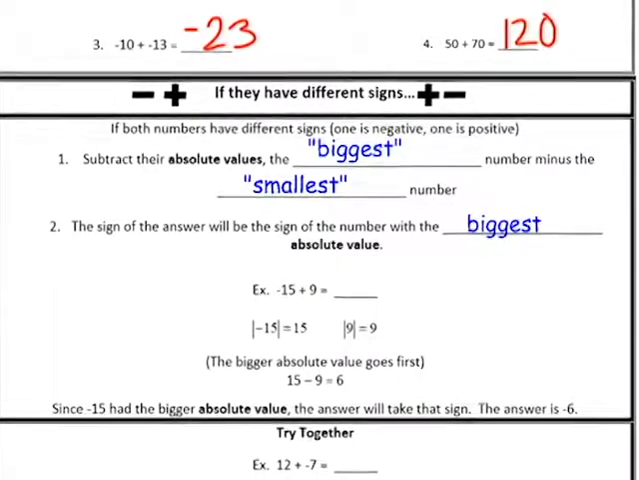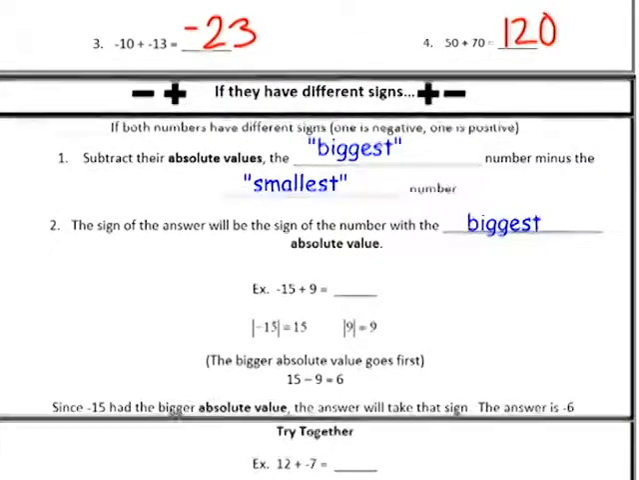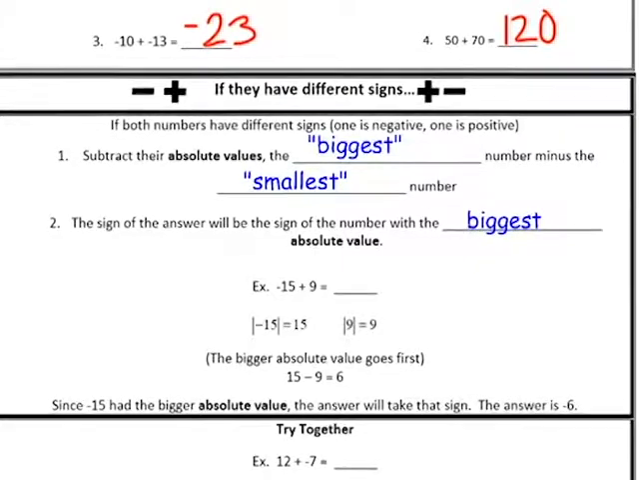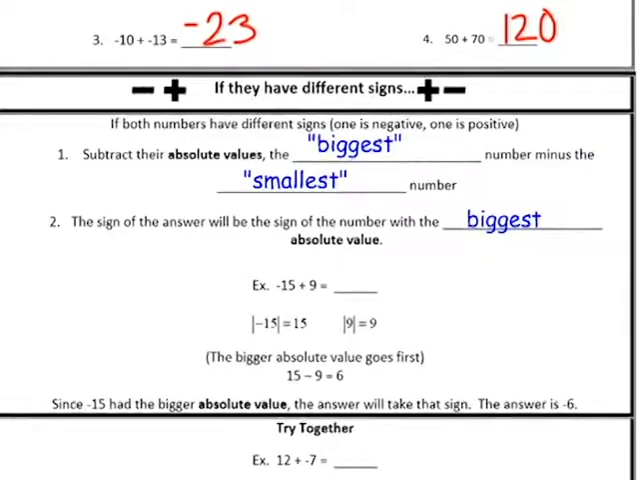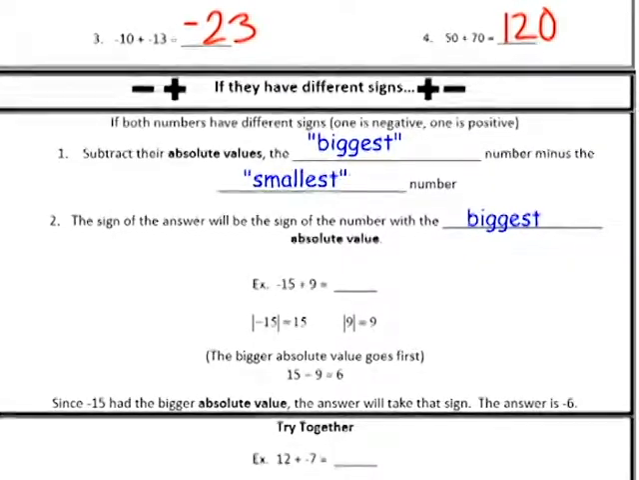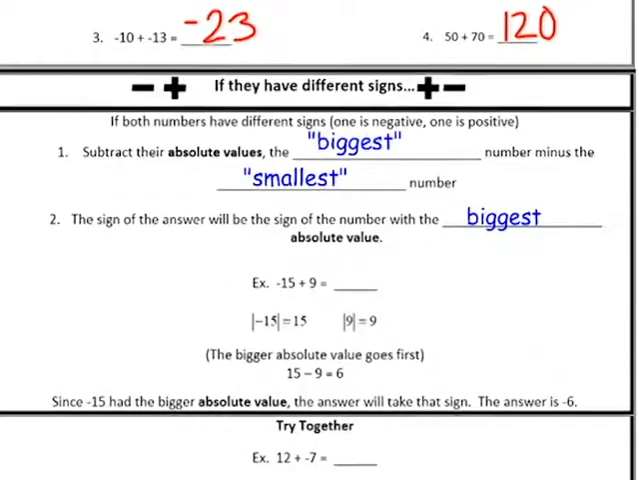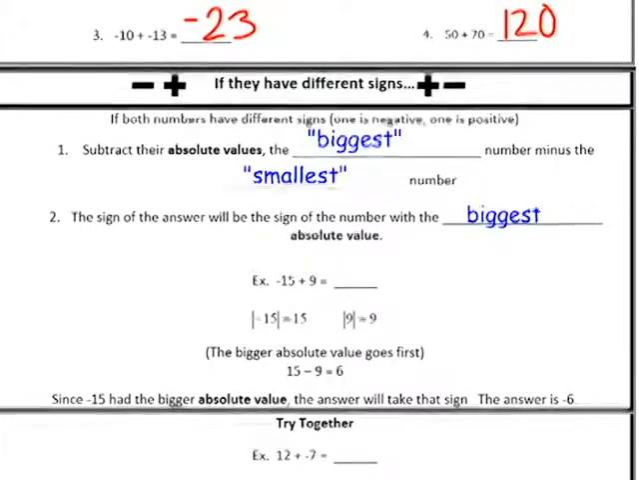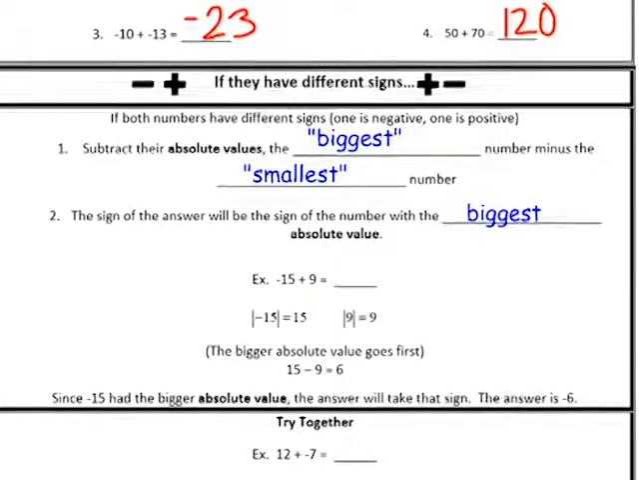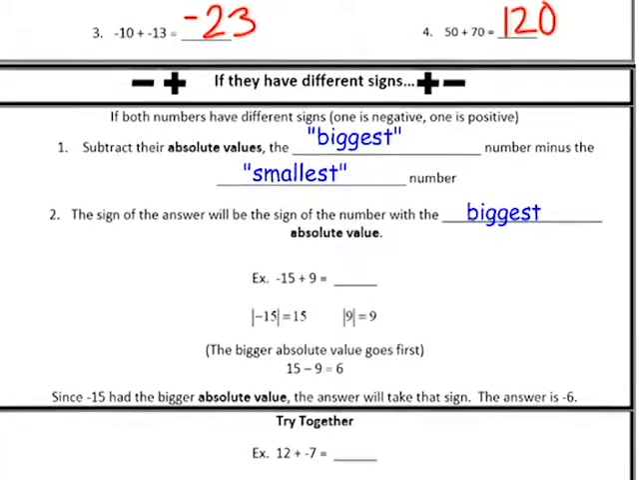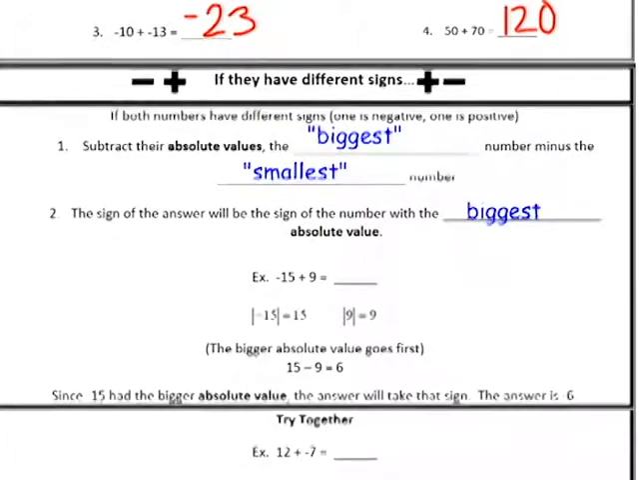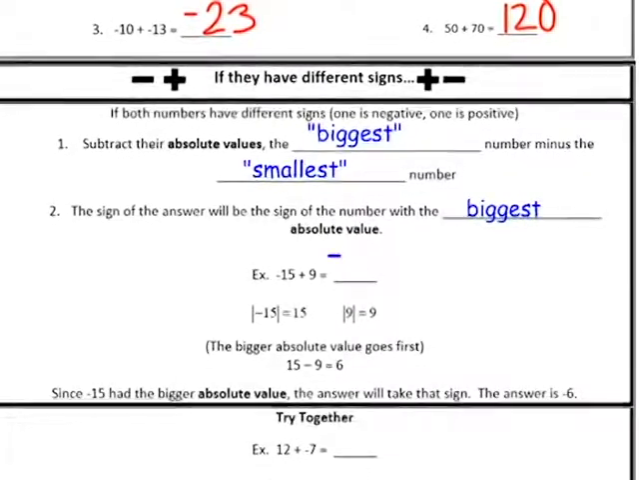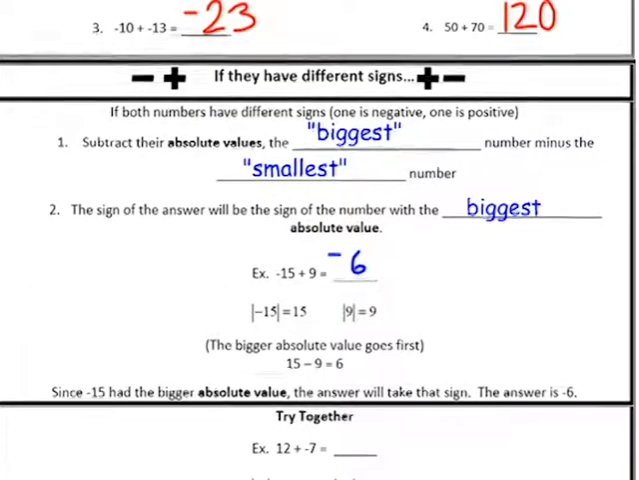Let's try this one. Negative 15 plus positive 9. Take their absolute values. Negative 15 gives you a bigger absolute value. Again, if you just look at negative 15 and 9 and ignore their signs, 15, air quotes, is bigger than 9. That's how we do our absolute value. 15 minus 9 is 6. The last step is to figure out what our sign is. Well, 15 was the bigger absolute value and it was negative, so the answer is negative 6.